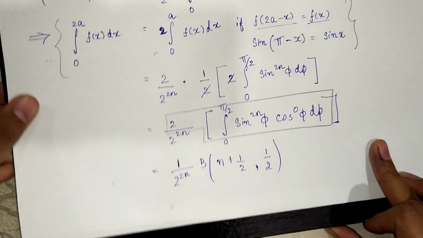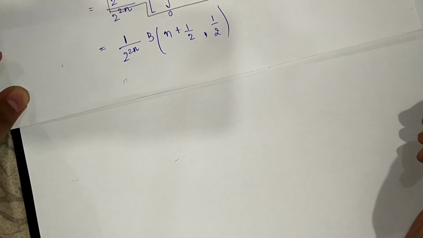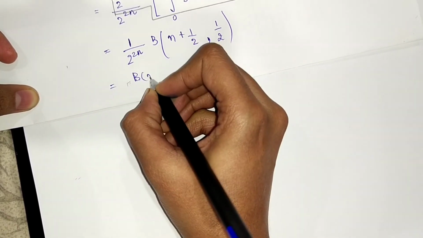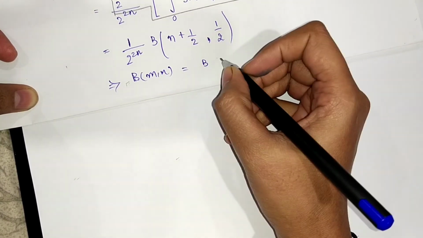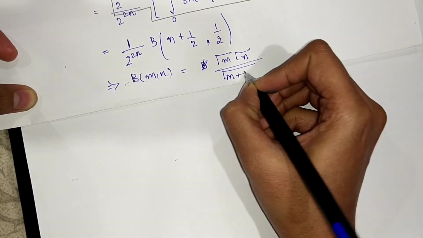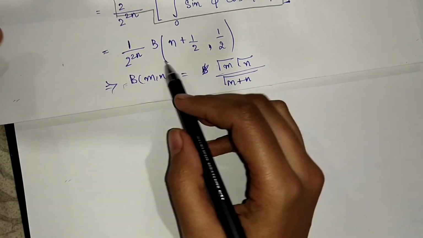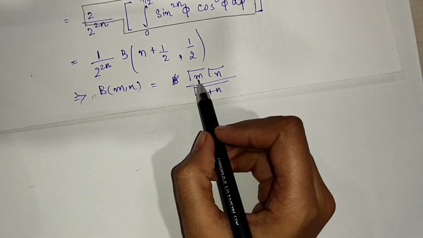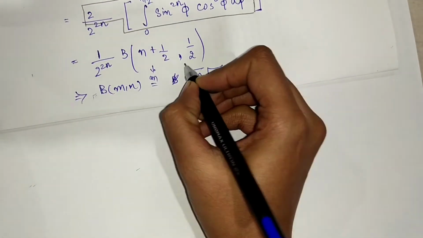Okay. So now we can write this equation in terms of beta m comma n. We know that beta m comma n is equal to gamma m gamma n divided by gamma m plus n. This is the property which we proved, the relation between beta and gamma. So in place of this, I can write it like this: gamma m gamma n divided by gamma m plus n. This is our m and this is our n.